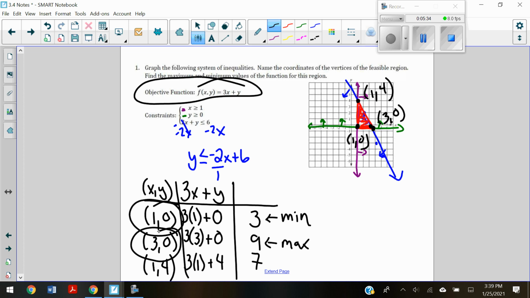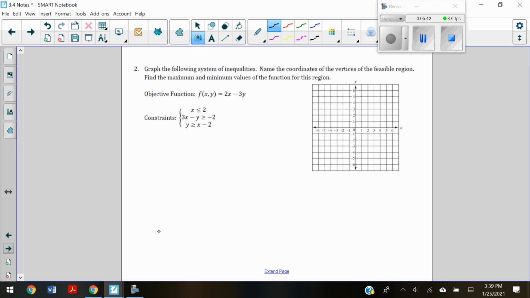We're going to throw this into real life situations in the second half, but here we're just practicing graphing and then finding the vertices and plugging them in. All right, so let's go ahead and try another one here with problem 2. So I'm going to go ahead and graph my inequalities. X is less than or equal to 2.